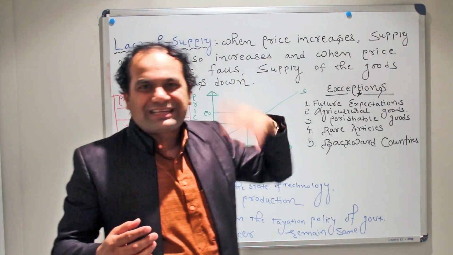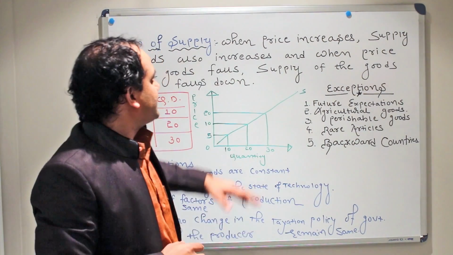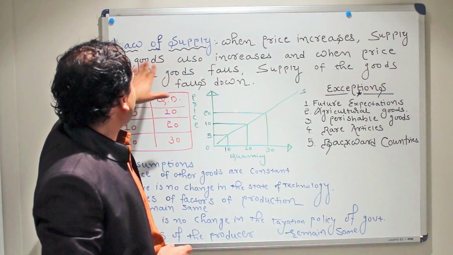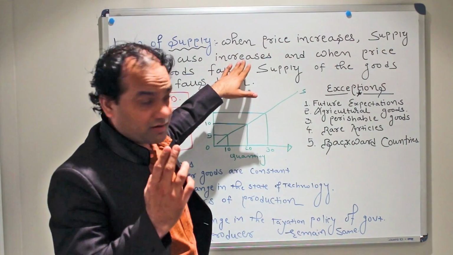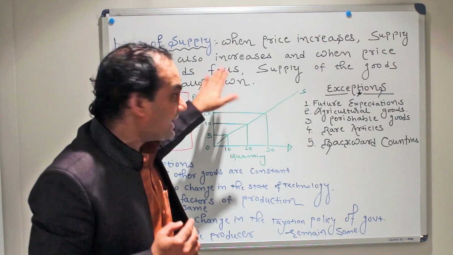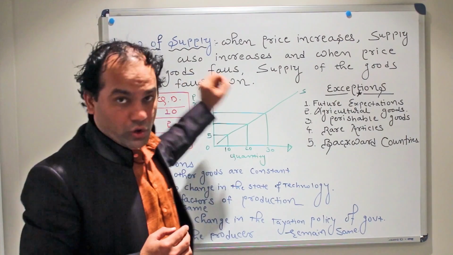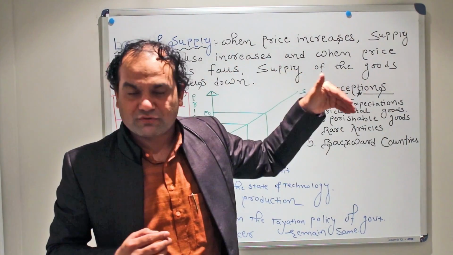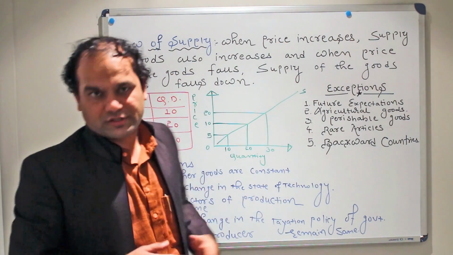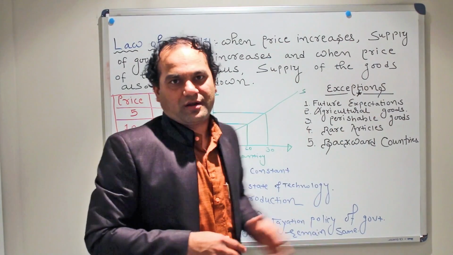The law of supply is exactly the opposite of the law of demand. The law of supply says that when price increases, the supply of goods also increases. Remember, when price increases, supply of goods also increases. And when the price of the goods falls, when the price goes down, the supply of the goods also falls. So this is exactly the opposite of the law of demand.